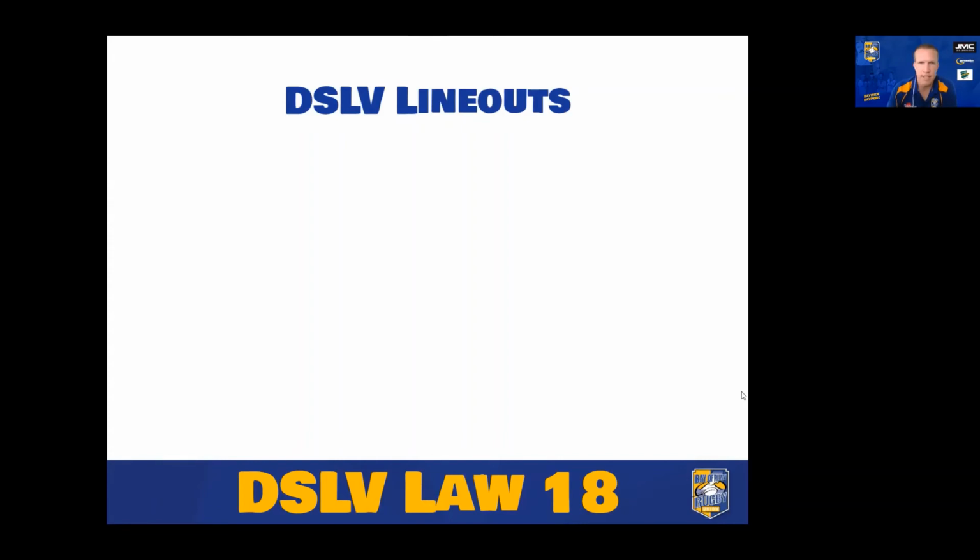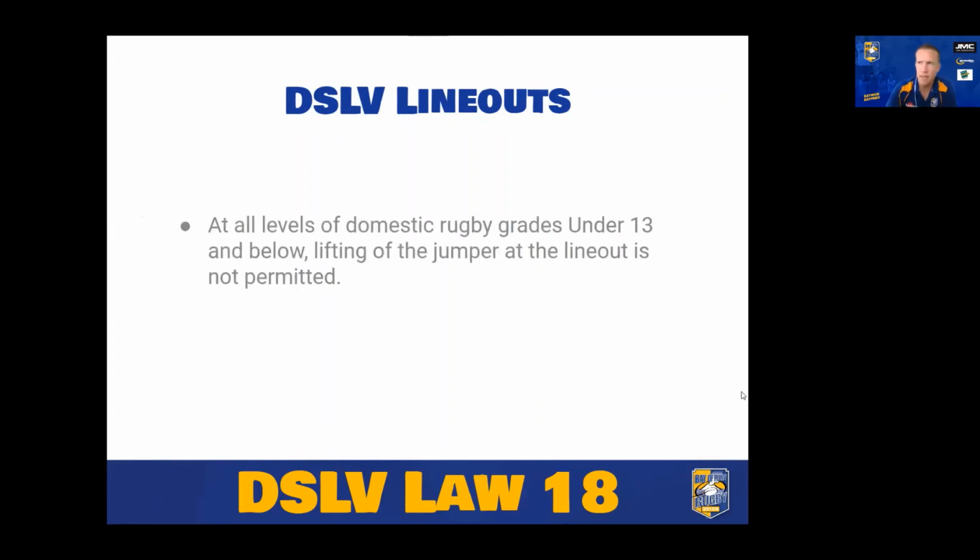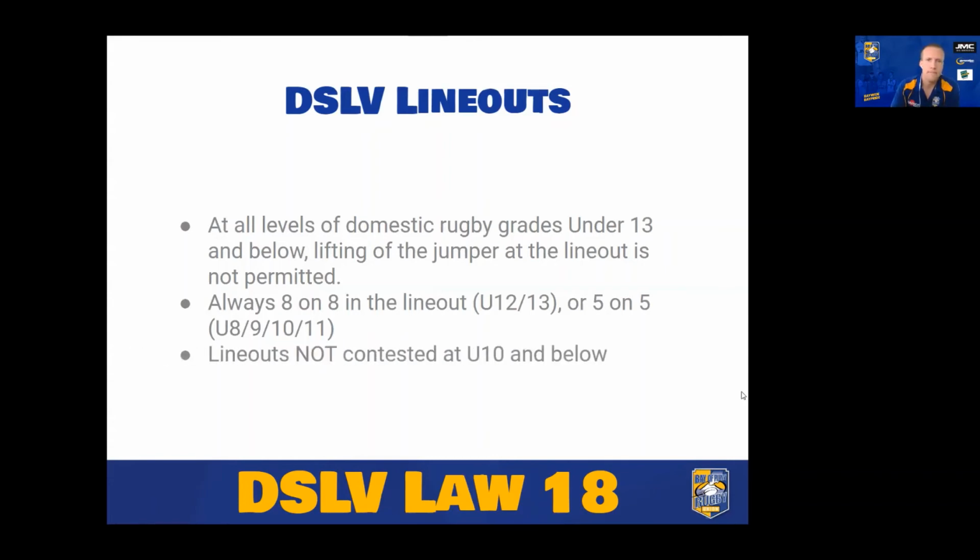So for DSLVs, for junior rugby, no lifting, anything under 13. Our lineouts are always 8 on 8 for under 12s and under 13s, and they're 5 on 5 for anything from under 8s to under 11s. The under 11s is new in law this year, given the changes to the field size and team playing numbers. And lineouts are not contested at under 10s and below. So under 11s will still contest lineouts.